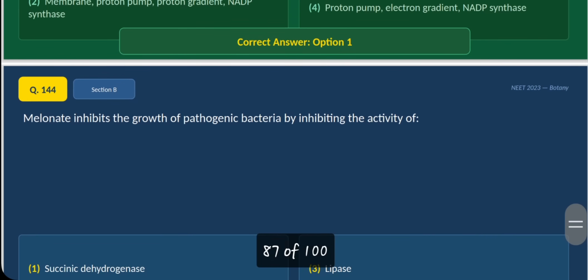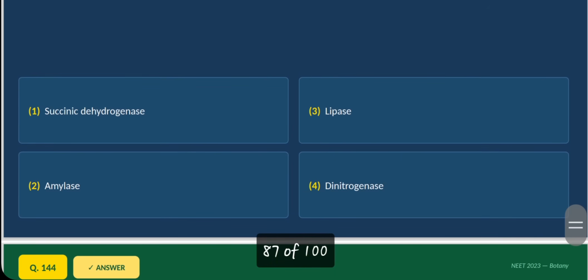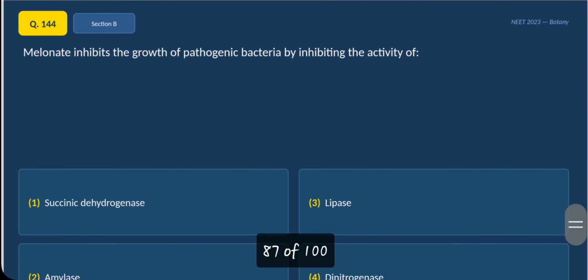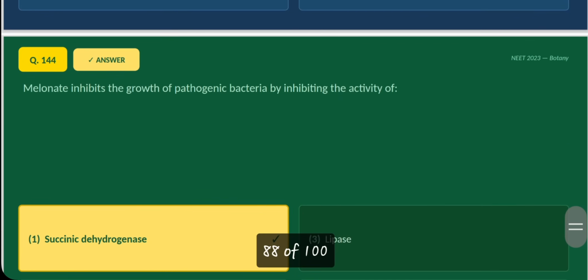Malonate inhibits the growth of pathogenic bacteria by inhibiting the activity of succinic dehydrogenase, lipase, amylase, or dinitrogenase. Malonate inhibits the activity of which of them? The answer is succinic dehydrogenase.